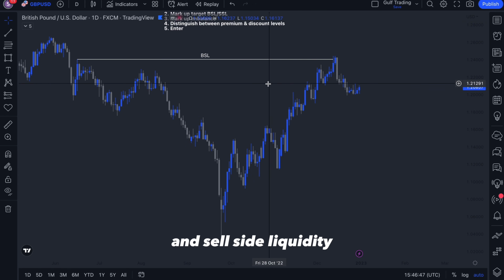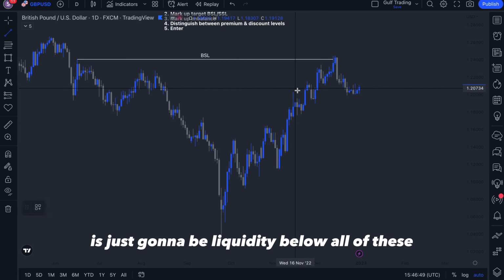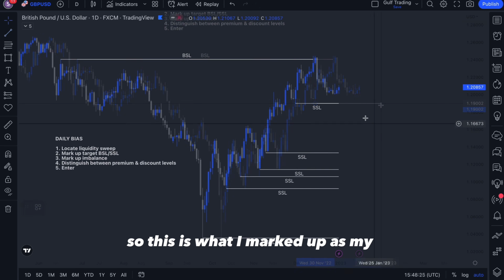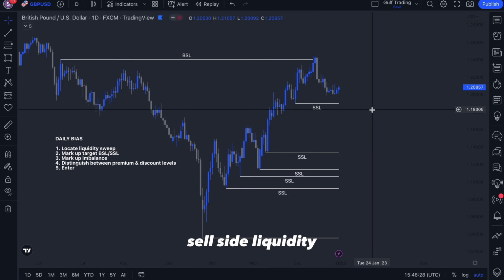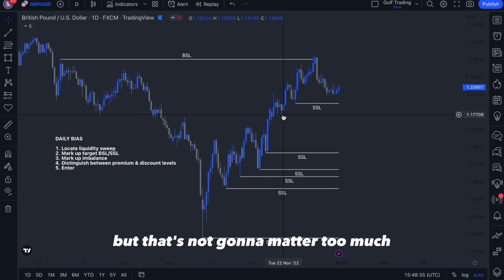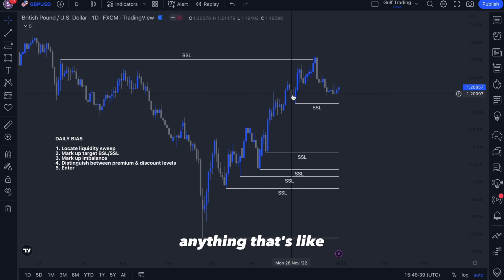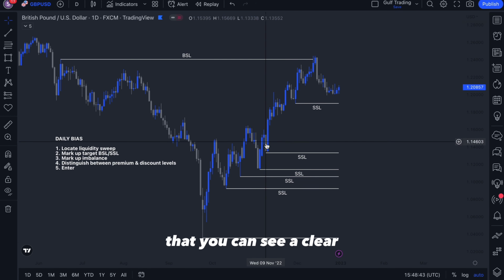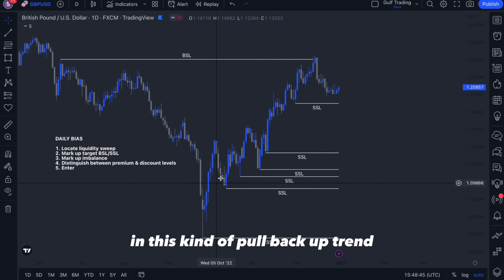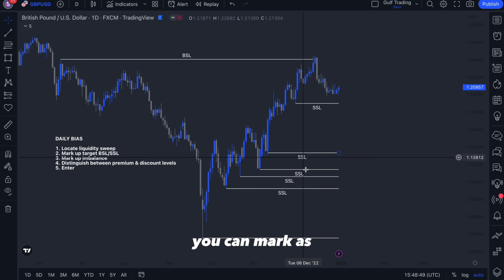And sell side liquidity is just going to be liquidity below all of these lows. Okay, so this is what I've marked up as my sell side liquidity. You could class this low here as having some liquidity, but that's not going to matter too much because of step 4. But for now, anything that's got a low where you can see a clear higher low in this kind of pullback uptrend, you can mark as sell side liquidity.